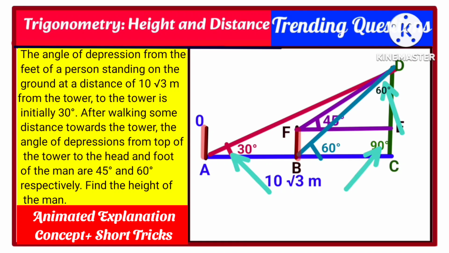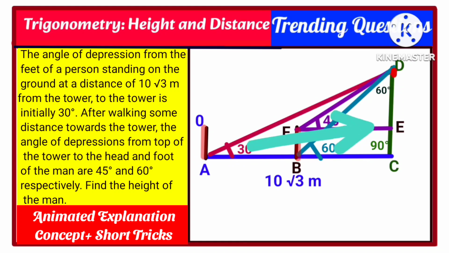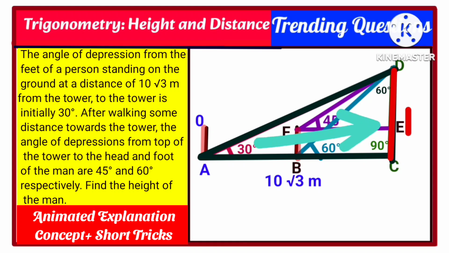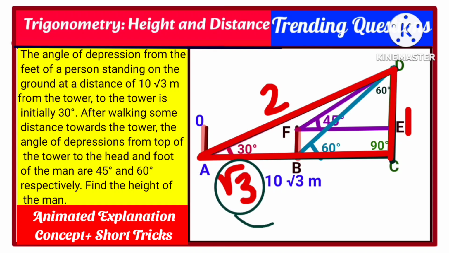Now you need to know one trick here. If we are given a triangle where the angles are 30, 60 and 90, always remember that in front of 30 degree, if the length of the side is 1 unit, then in front of 90 degree the length of the side will be 2 unit, and similarly the length of the side in front of 60 degree will be root 3. But according to this question, this root 3 is actually 10 root 3. So from this assumed value, if you need to go to the actual value, you need to multiply by 10.